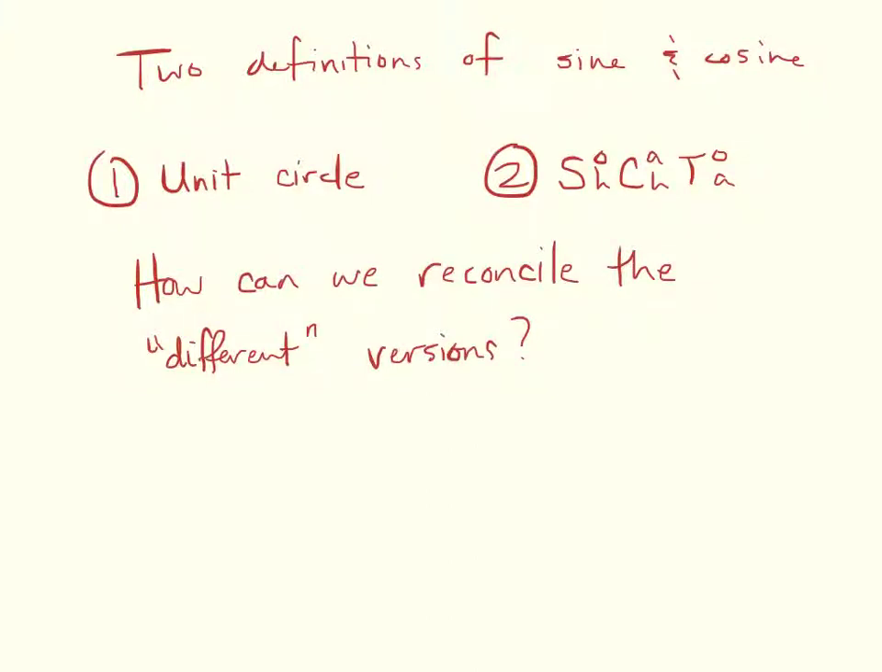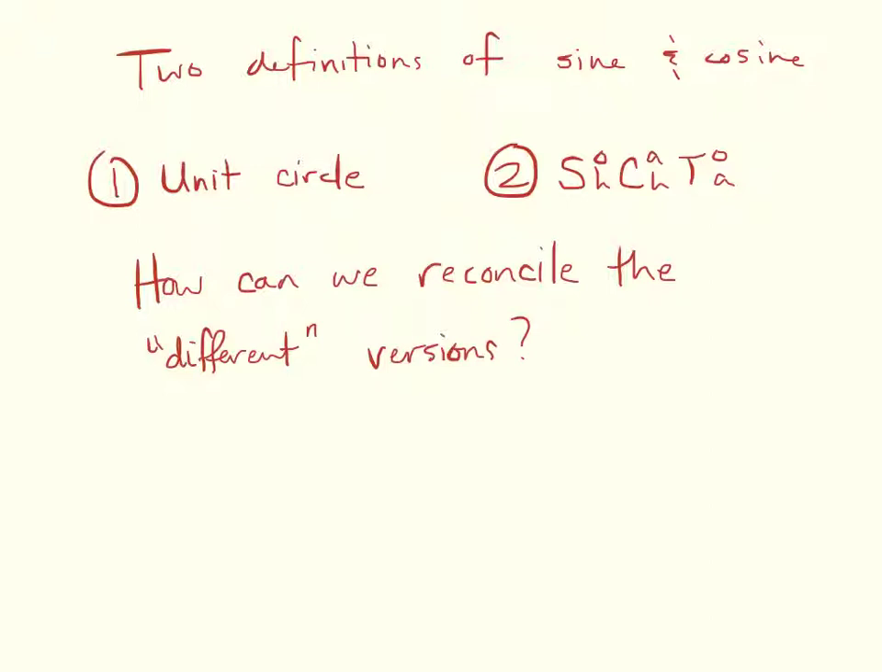We have two different versions. So far we've got two definitions of sine and cosine, the unit circle and SohCahToa. And the question is, why are they the same? Okay. In this case, I'm going to go from unit circle to SohCahToa, the first example that I make.